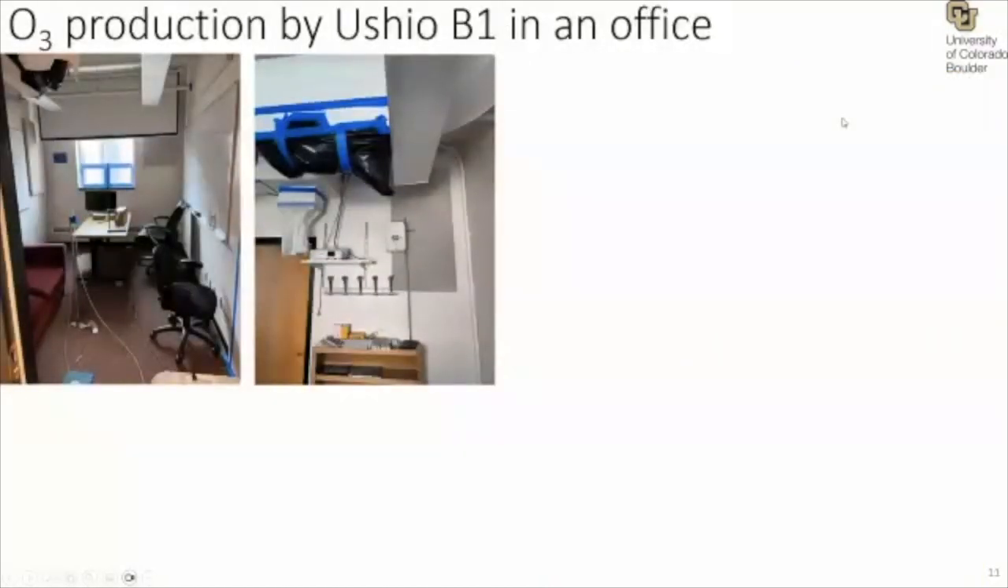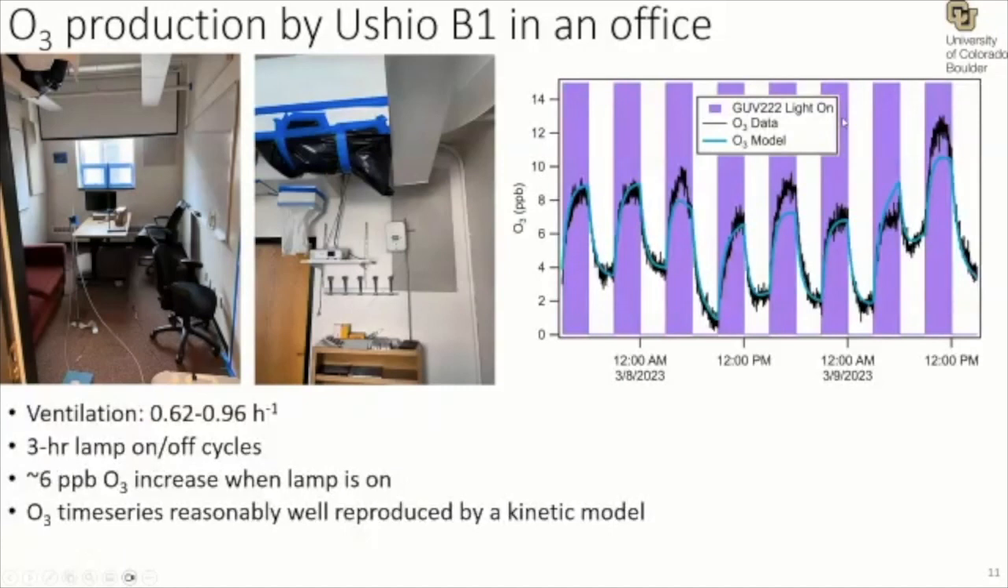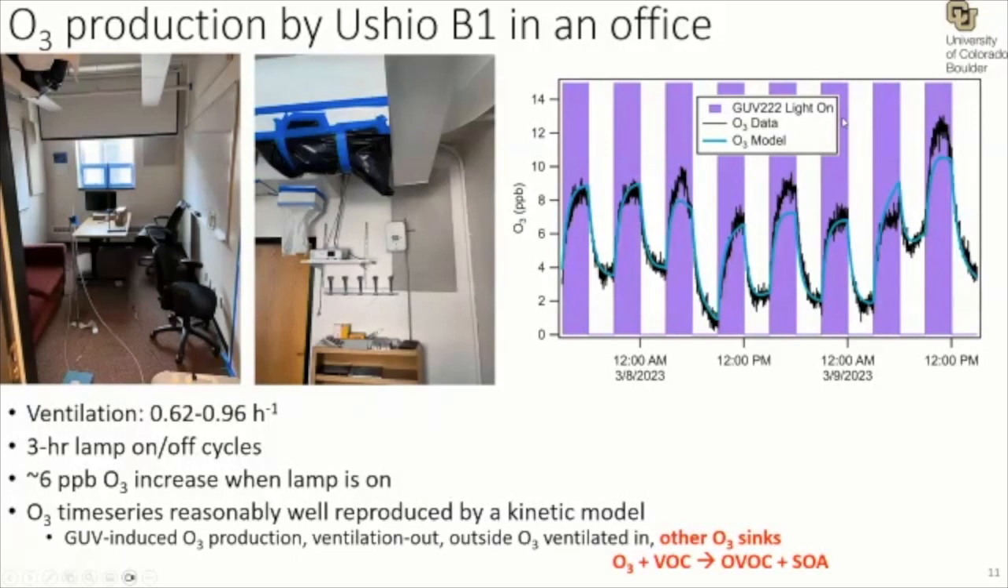We also put a GUV 222 lamp in a real-world setting to measure its ozone production. This is a 33 cubic meter office with a ventilation rate of 0.6 to 1 ACH. We did 3-hour lamp on-off cycles, and when the lamp was on, we saw on average 6 ppb ozone increase. We can reasonably well reproduce the observed ozone time series using a simple kinetic model. This model considers ozone sources and sinks, including GUV-induced ozone production, outside ozone ventilated in, indoor ozone ventilated out, and other ozone sinks totaling about 1 per hour.